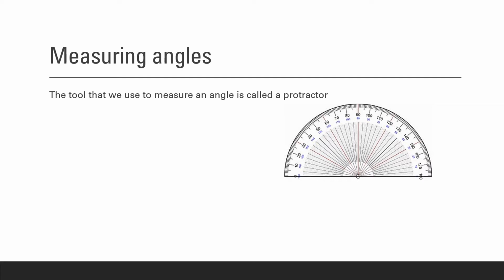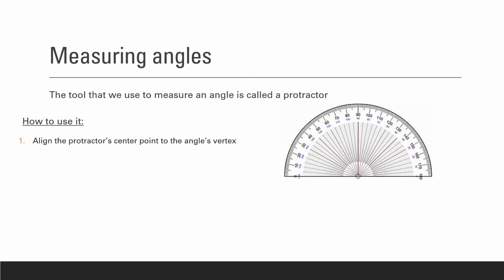To do that, we use a tool that's called a protractor, and it looks like this. It is a half circle with a straight line at the bottom, and that must mean that a protractor can measure an angle equal to up to 180 degrees because it's a half circle or a straight line. And this is how we use it.